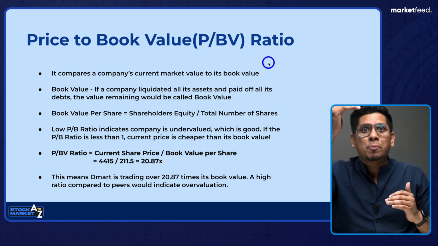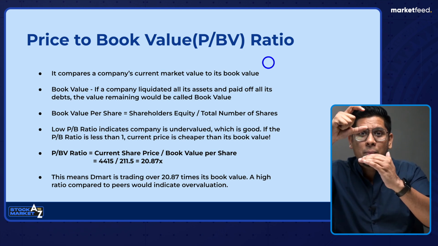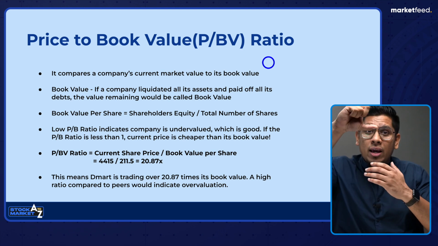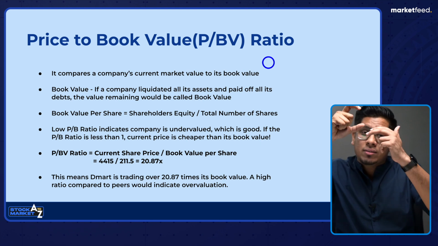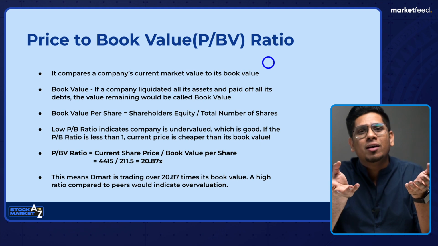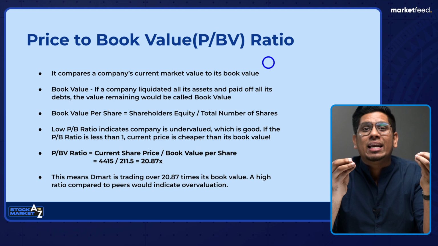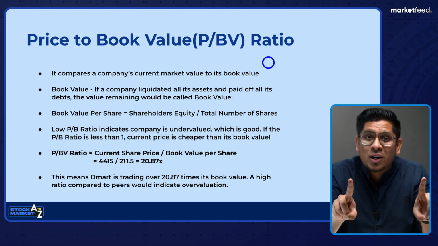If you understand that price to earnings ratio is comparing the price of the company to the earnings of the company, then what is this? Seeing where the price of the company is standing with respect to the book value of the company. Then the only question is, what is the book value of a company? Now, book value of the company is exactly the shareholders' equity of the company.